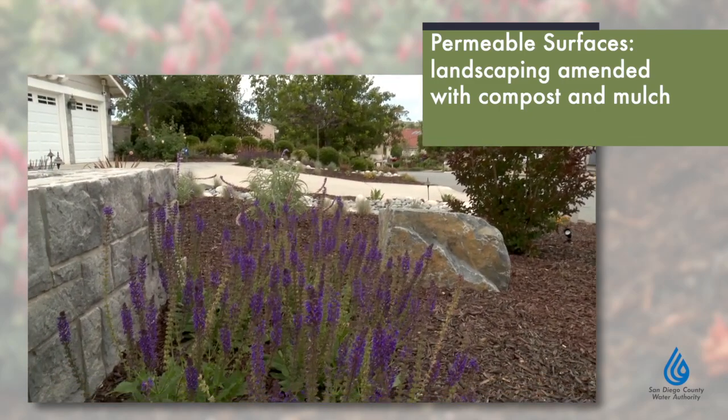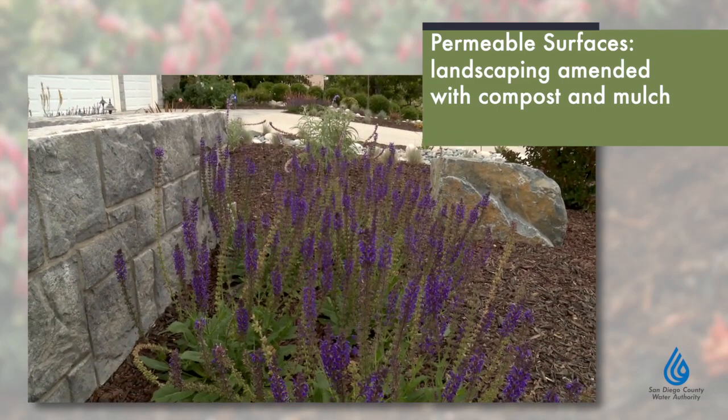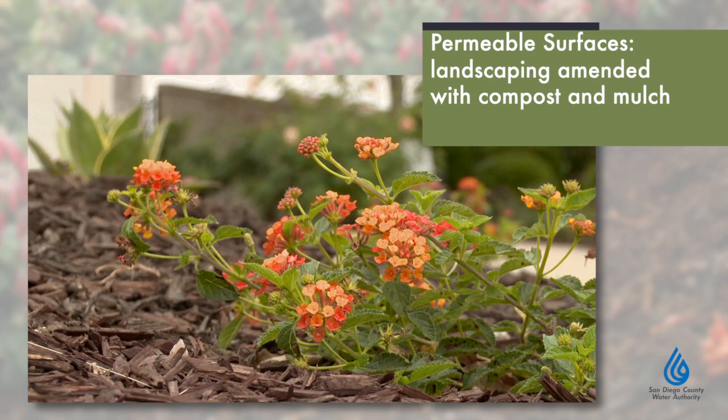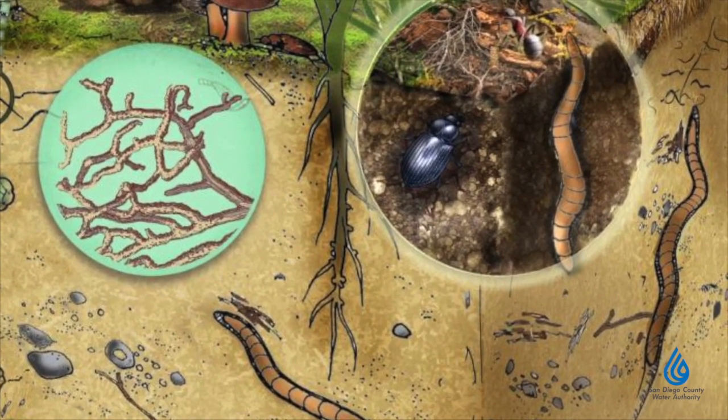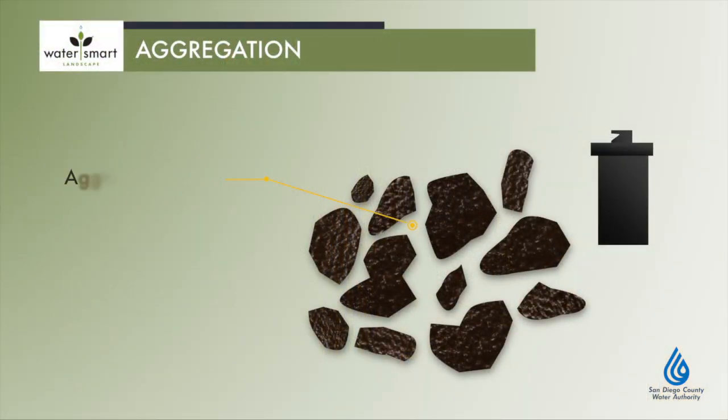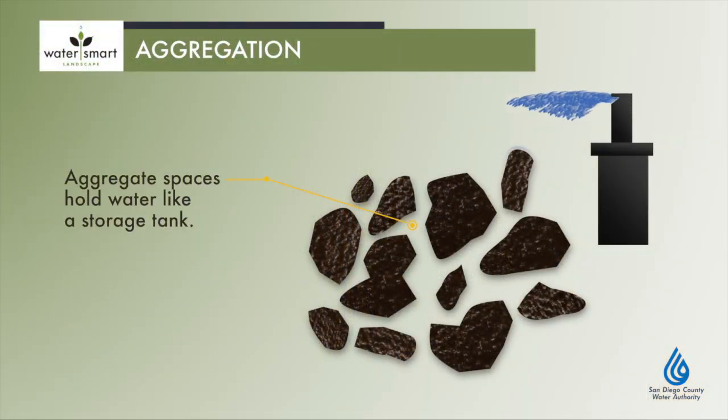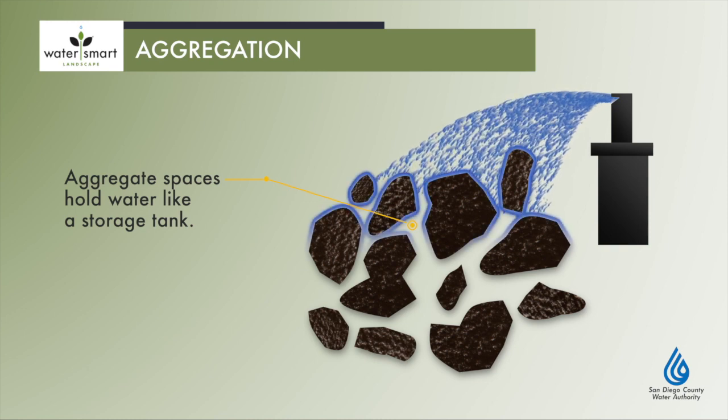These are typically landscaped areas that have been amended with compost and topped with mulch. These amendments feed the soil food web, which helps the living soil create spaces to store water. Living soil behaves more like a sponge than a brick.